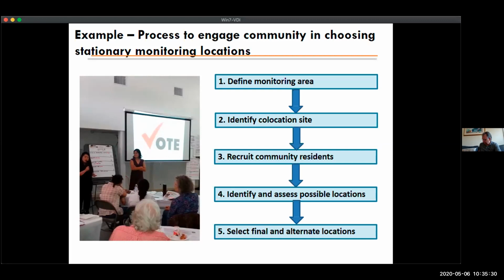You want to think about recruitment for community residents and how they're going to be involved in the process. And you want to assess what's really important to them. So are you thinking about using the data to inform, for example, a school flag program? Where are people gathering in the area? A lot of times they have a lot of input on where to place the monitors. And number 5, you want to select final and alternate locations. You want to be able to have backup locations in case the initial sites that you selected don't work out.